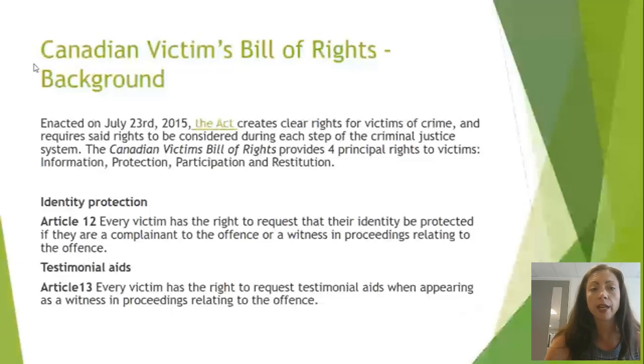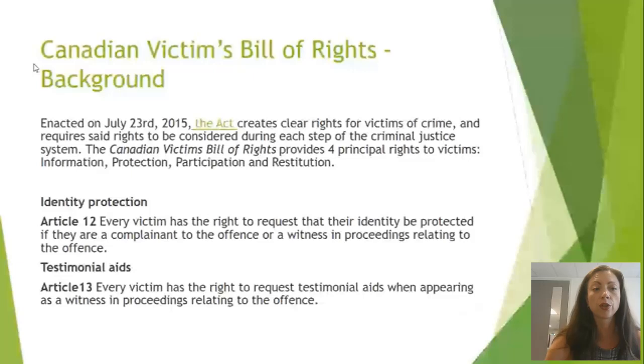In general, the Canadian Victims' Bill of Rights provides 4 principal rights to victims. The first is information, the second is protection, the third is participation, and the fourth is restitution. But as it relates specifically to the concept of testimonial aids and the rights of victims during the trial process, there are 2 relevant articles, those being Article 12 and Article 13.